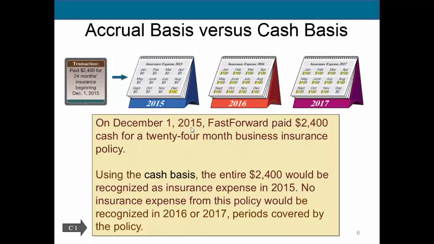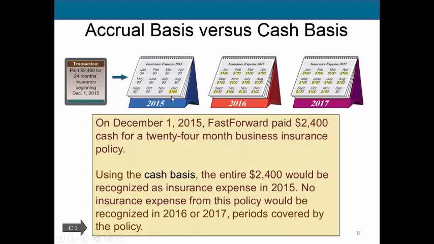So let's go ahead and think about this. $2,400 covers 24 months. So that's basically going to be an expense of $100 a month because this is business insurance. Using the cash basis, the entire $2,400 would be recognized as insurance expense in 2015. Then no insurance expense from this policy would be recognized in 2016 or 2017. So let's look at this.